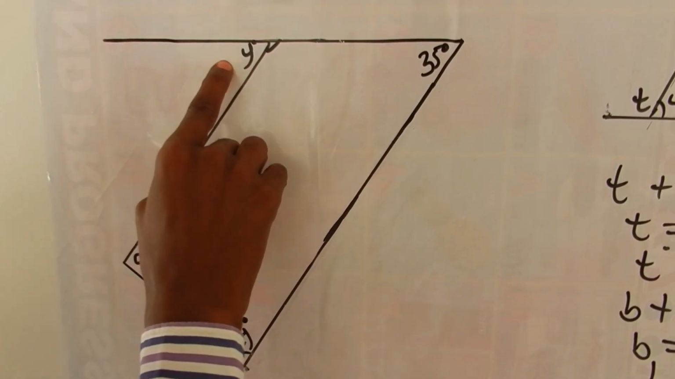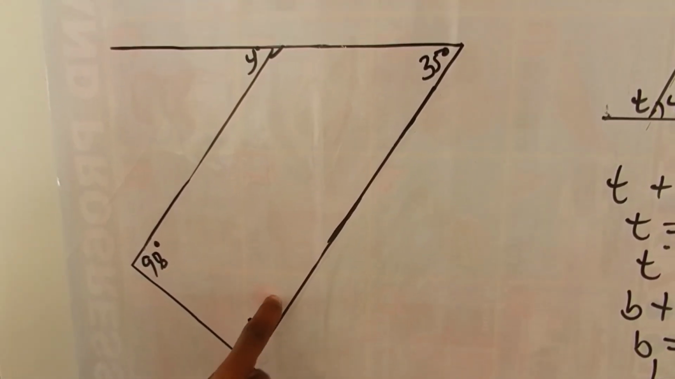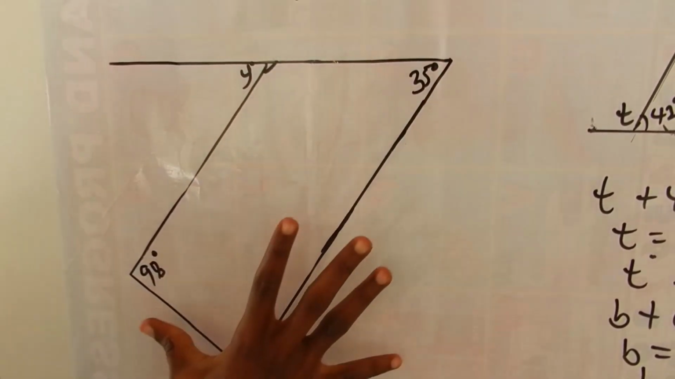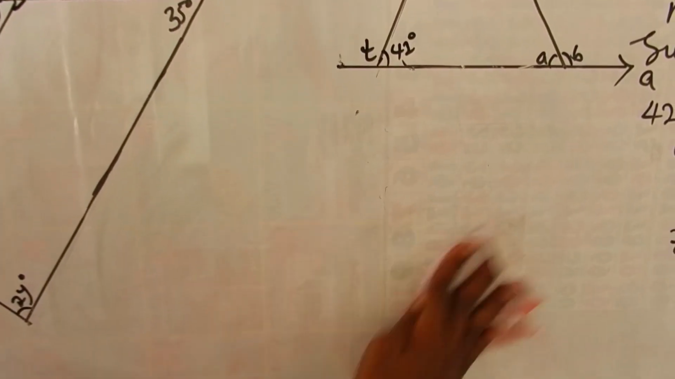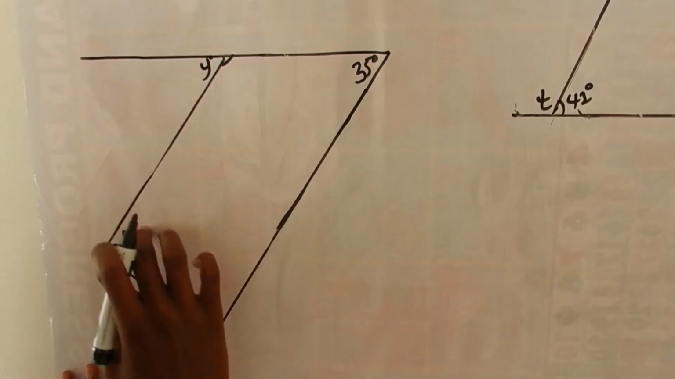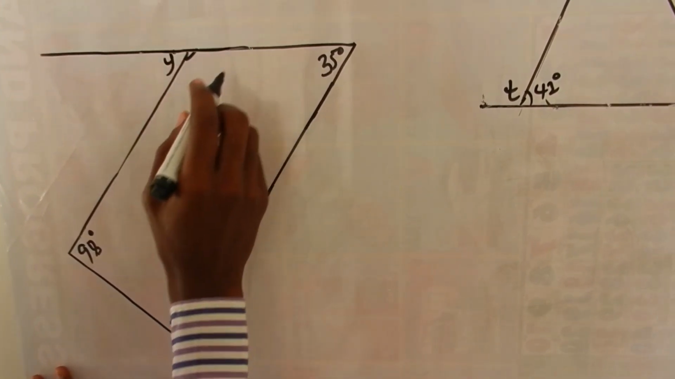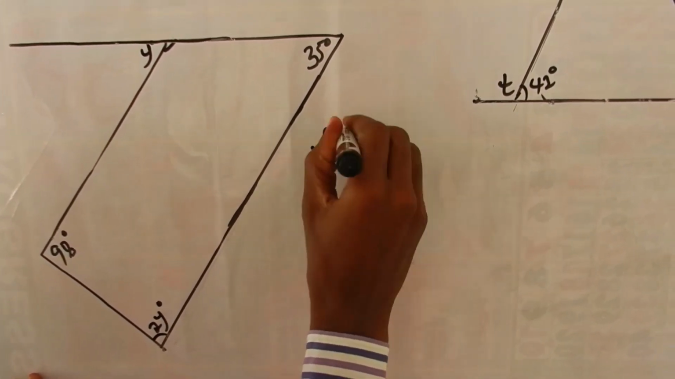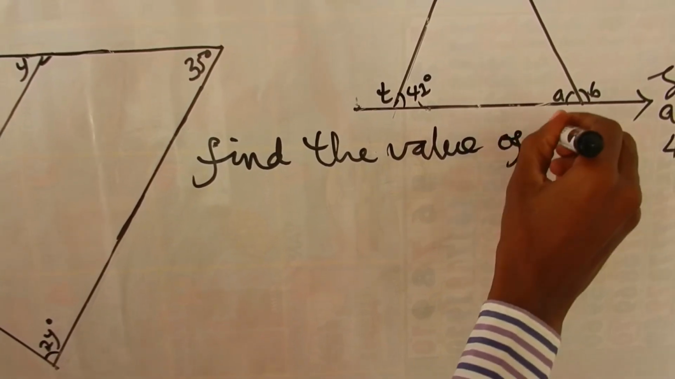You're given this angle, this angle, and this angle. Now how do you get this angle? Okay, don't forget what you have here is a quadrilateral. So let's solve this together. Now I have this angle, this angle, this angle given. Don't forget what you have here is a straight line angle. So this angle will be, you're asked to find the value of y. Find the value of y.